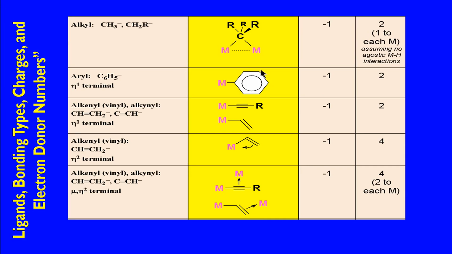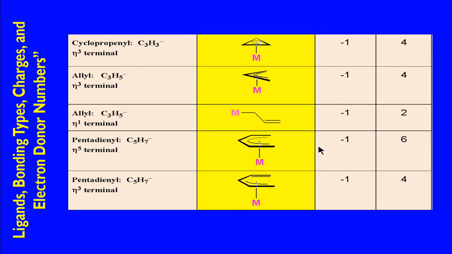I explained some donations of alkenes, of benzene, of cyclopentadienyl. I explained before. And I explained the hapto 1, hapto 3, hapto 5.